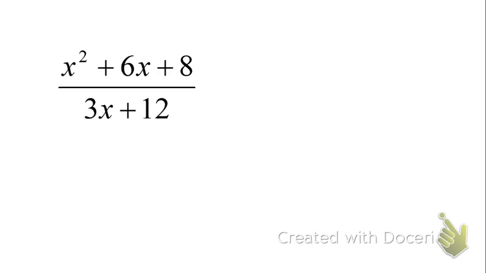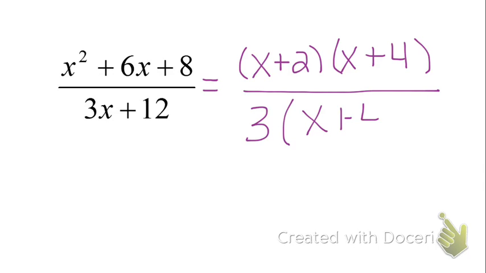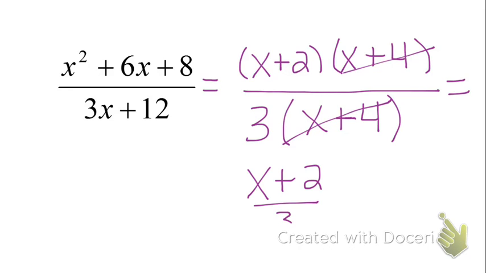Okay. This next one we have to factor before we can do anything. On the top we have 3 terms, so we need 2 parentheses. What multiplies to give me 8 and adds to give me 6 is 2 and 4. Then on the bottom we only have 2 terms, and they do have a GCF. If we bring out the 3, we're left with x plus 4 inside. So then we have x plus 4 on top, x plus 4 on the bottom, so they cancel, and we've got x plus 2 over 3.